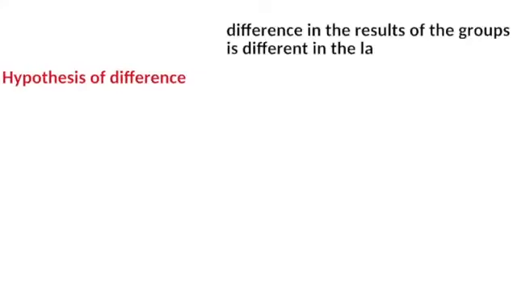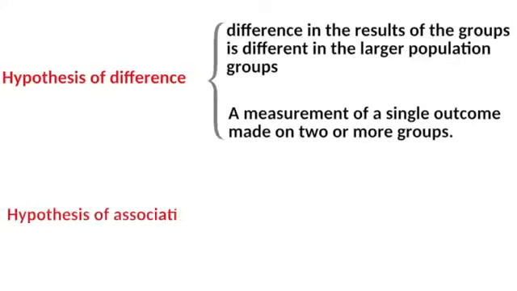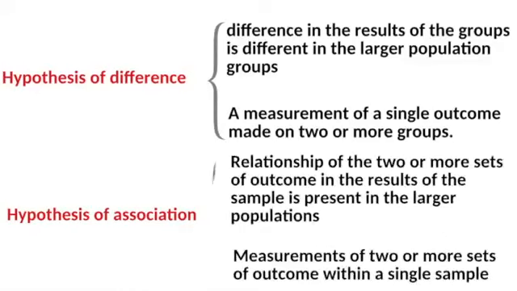Hypothesis of difference states that the difference that is shown in the results of the groups is also different in the larger population groups from which the samples came. Testing of hypothesis of difference will always involve a measurement of a single outcome made on two or more groups. Examples of research questions where hypothesis of difference is tested were given when we described the scales of measurements.